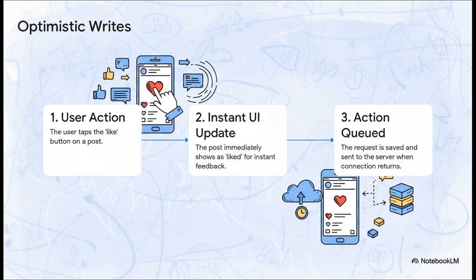Here's how it works. The second you tap that like button, the screen instantly updates. The little heart icon turns red. It looks like it worked immediately. It's optimistic because the app is just assuming the server will eventually say yes. Meanwhile, in the background, it puts that like action into a little queue, and as soon as your phone gets a signal again, it sends it off to the server. The user gets that instant, satisfying feedback, and the app feels lightning fast.